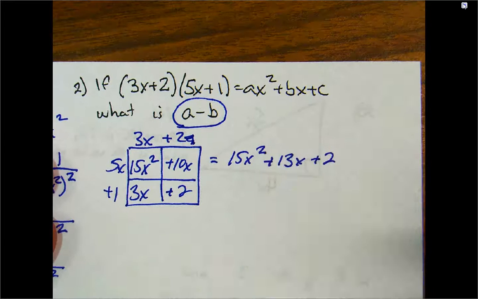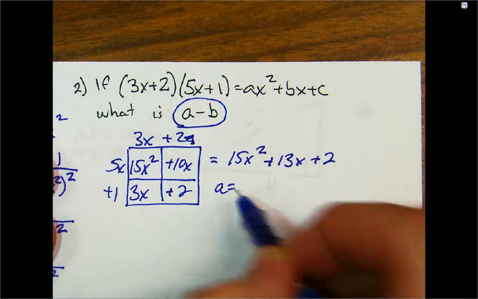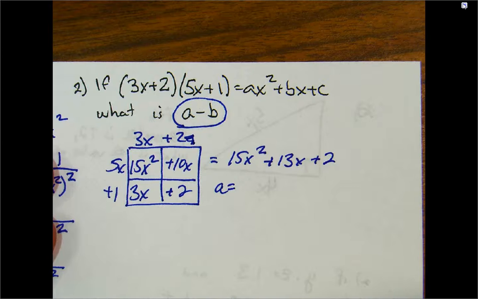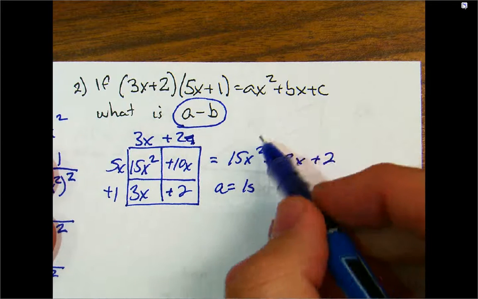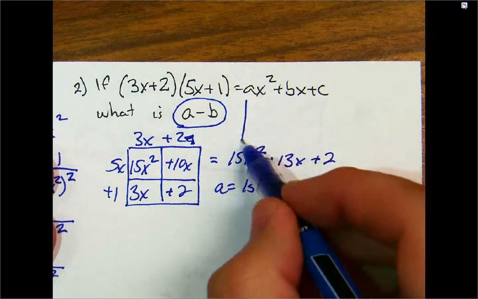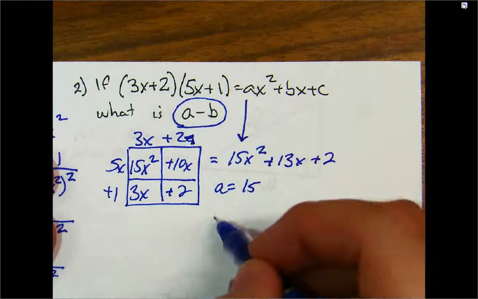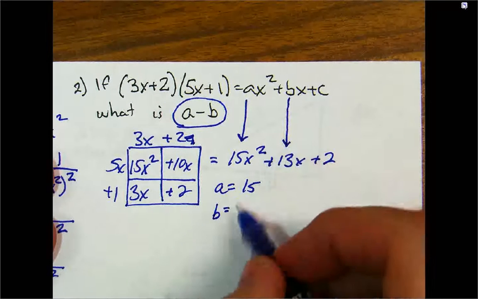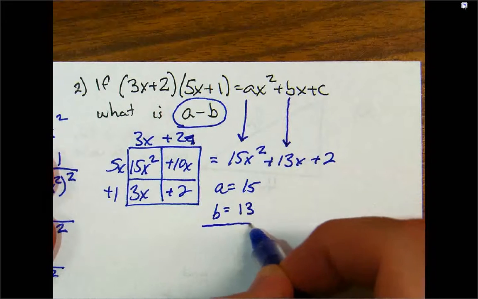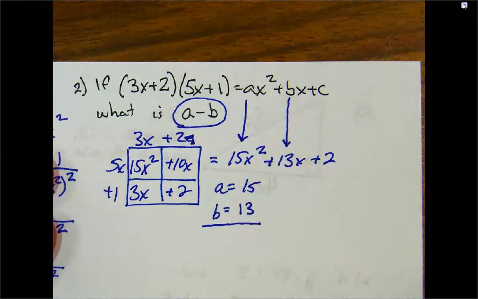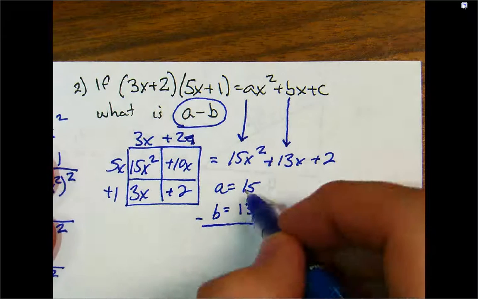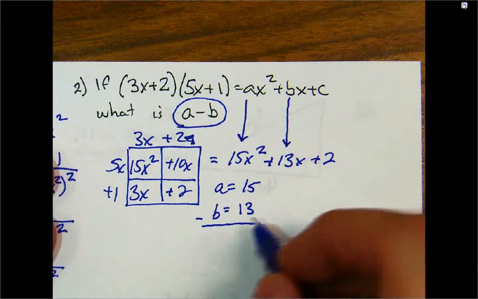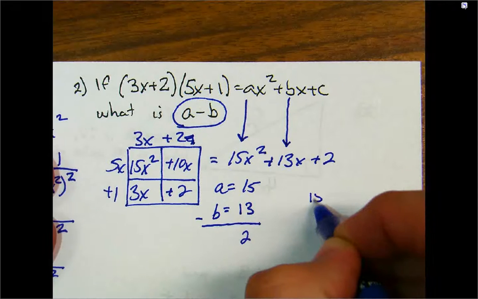What's my A value? 15. The A value is the number in front of the x squared. What's my B value? It's my 13. Now what do I want to do with A and B? Subtract. What's 15 minus 13? 2. So we ended up with 15 minus 13, which is 2.